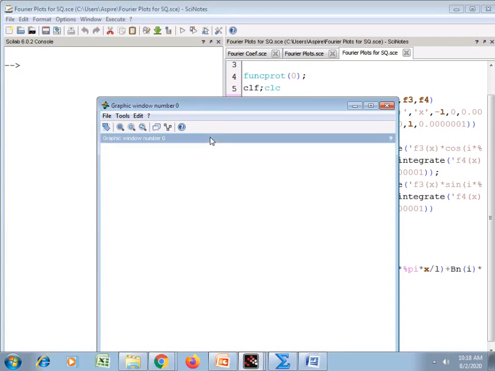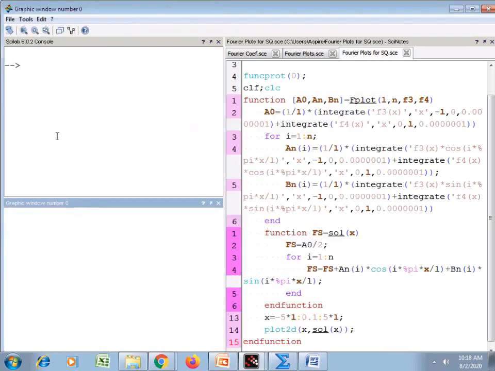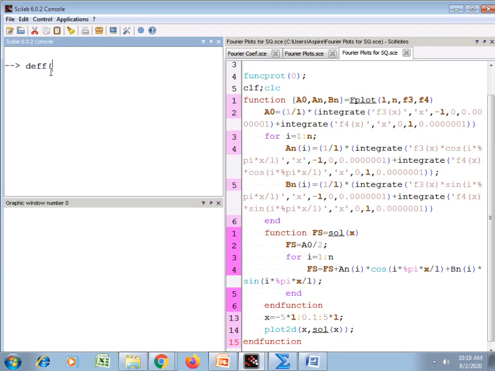First I will dock this graphics window into the console so that simultaneously I can see the values of Fourier coefficients and the Fourier plot. To execute this program, I have to first define the functions f3 and f4.